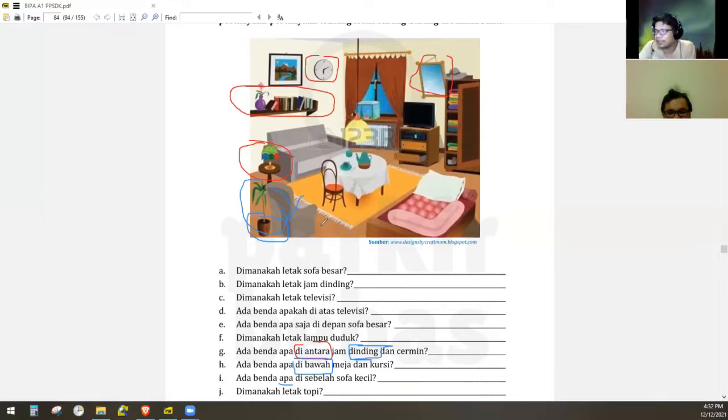Okay. I think last for today. Okay, question J. Di manakah letak topi? So do you know what topi is? The hat. Yes, hat. So where is the hat?